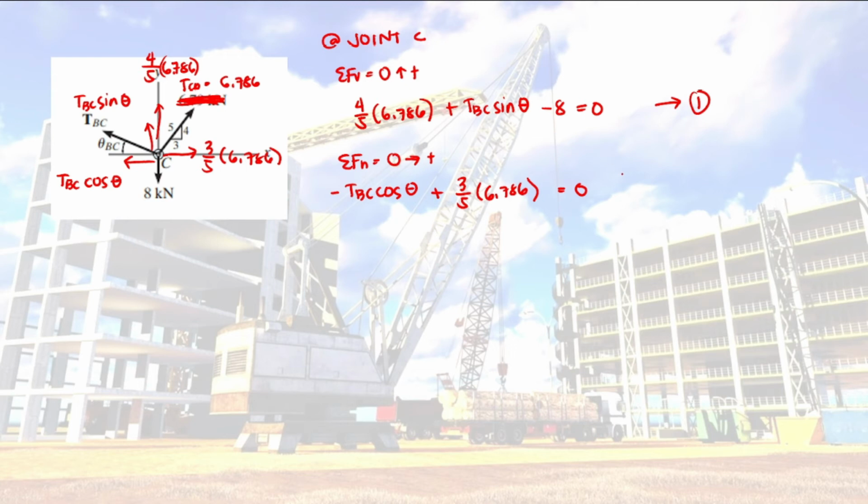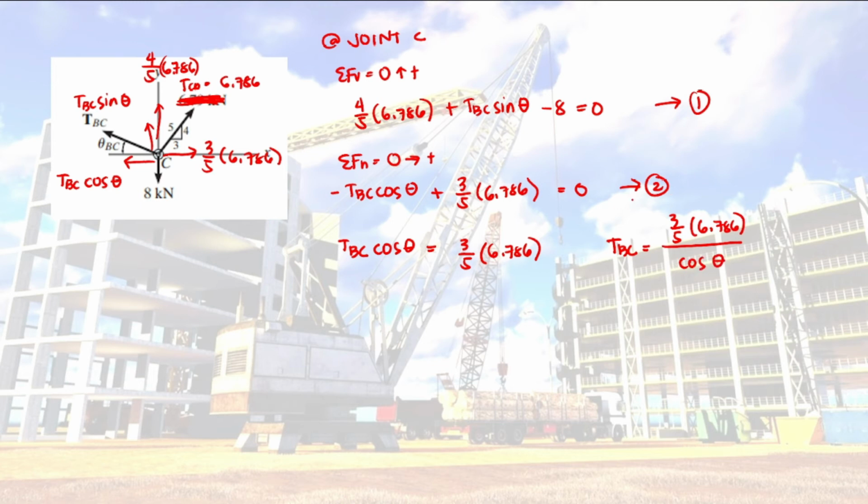Now let's simplify this one. Then we will substitute this equation to this equation. So second equation. So, simplify natin such that TBC to. So, we would have, ito i-transpose natin sa kabila. So, this would become TBC cosine theta is equal to 3 over 5 times 6.786. Then, yung cosine natin, we have to divide both sides by cosine theta. So, TBC is equal to 3 over 5 times 6.786 divided by cosine theta.